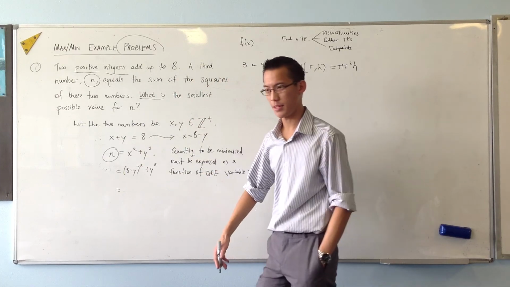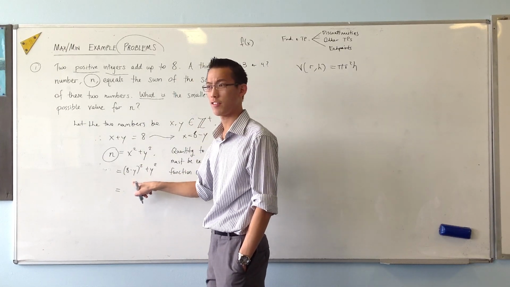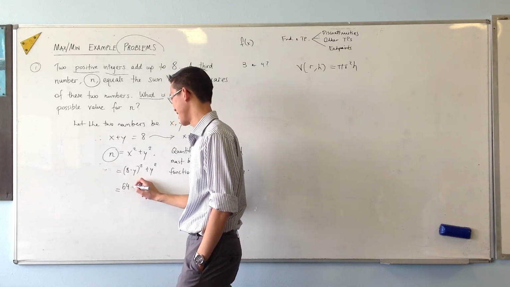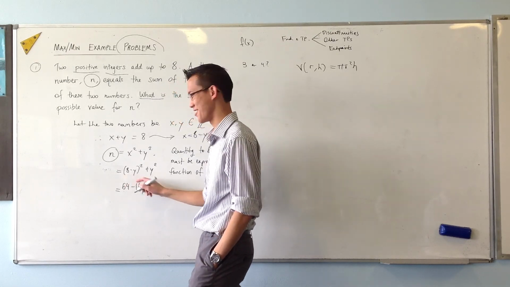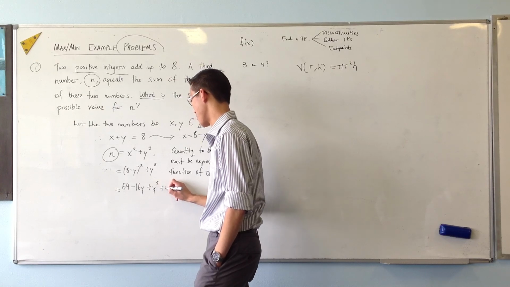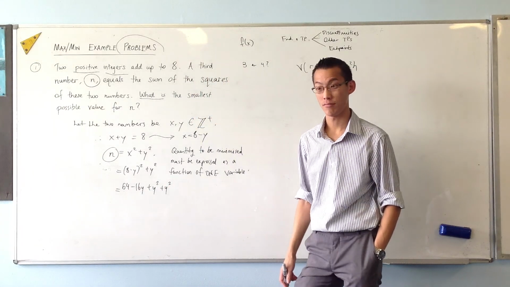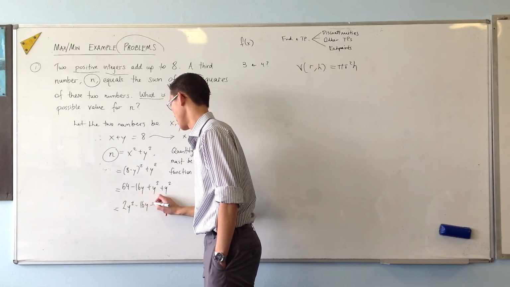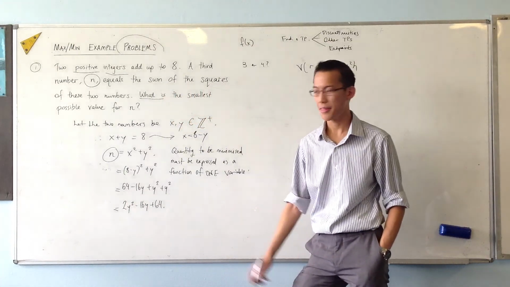Let's simplify this out a little bit. 8 minus y all squared should give me 64 minus 16y plus y squared, plus y squared. Happy with that? So 2y squared minus 16y plus 64. That's n.